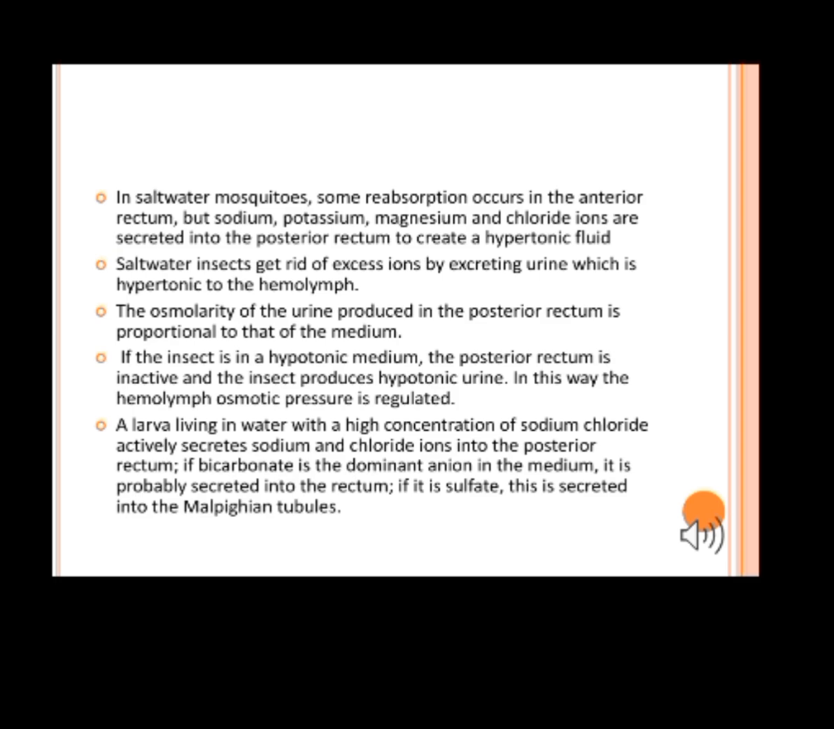A larva which lives in water with a high concentration of sodium chloride actively secretes sodium and chloride ions into the posterior part of the rectum to maintain the balance. If bicarbonate is the dominant anion in that medium, it is secreted into the rectum. In the case of sulfate, it is secreted into the Malpighian tubule.